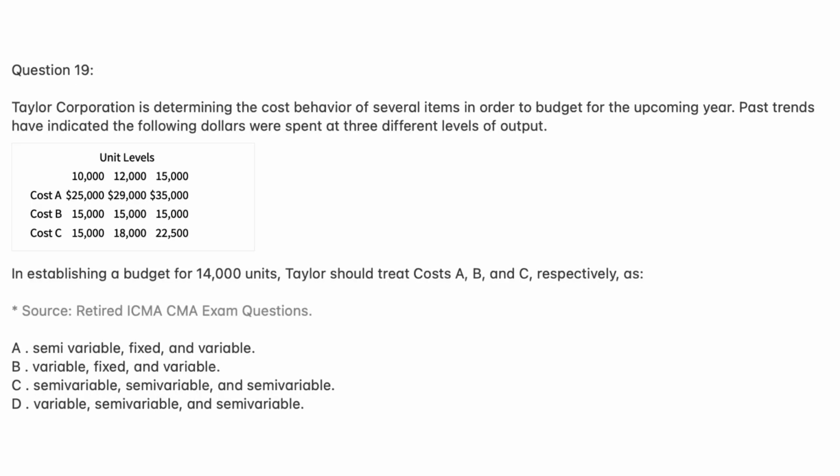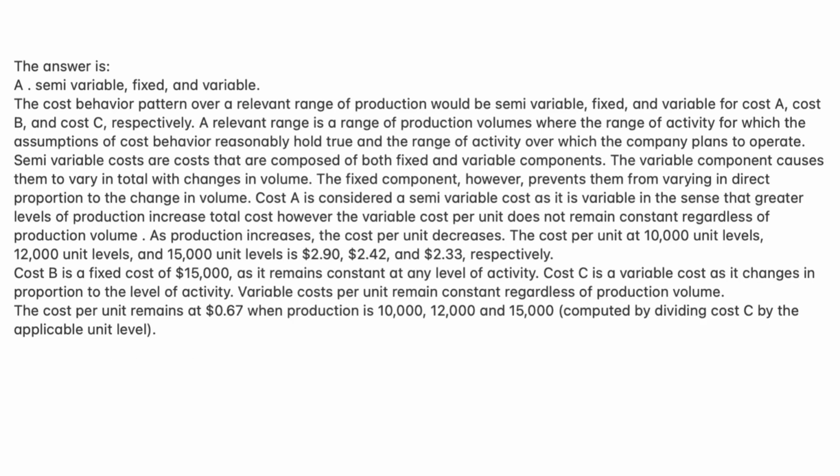Question 19. Taylor Corporation is determining the cost behavior of several items in order to budget for the upcoming year. Past trends have indicated the following dollars were spent at 3 different levels of output. In establishing a budget for 14,000 units, Taylor should treat costs A, B, and C, respectively, as A. Semi-variable, fixed, and variable. B. Variable, fixed, and variable. C. Semi-variable, semi-variable, and semi-variable. D. Variable, semi-variable, and semi-variable. The answer is A.